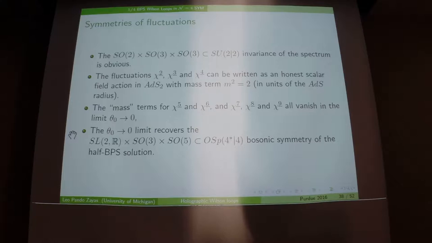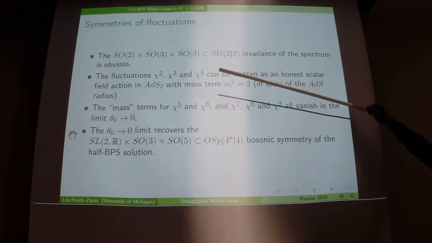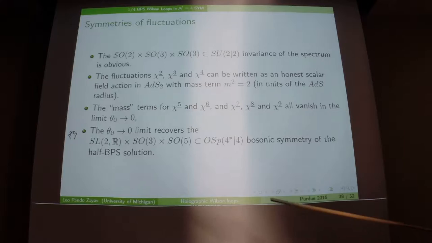And very nicely, you see that chi 2, 3, and 4, because of some properties of the metric in two dimensions, you can write them exactly as a mass squared equals two term in AdS2. And these are three of the fluctuations that we had in the half BPS. So these fluctuations would play no substantial role. They would cancel the similar fluctuations from the half BPS. They have this mass term, but the mass term vanishes when I take the limit. And in the limit, of course, we recover the previous supergroup.